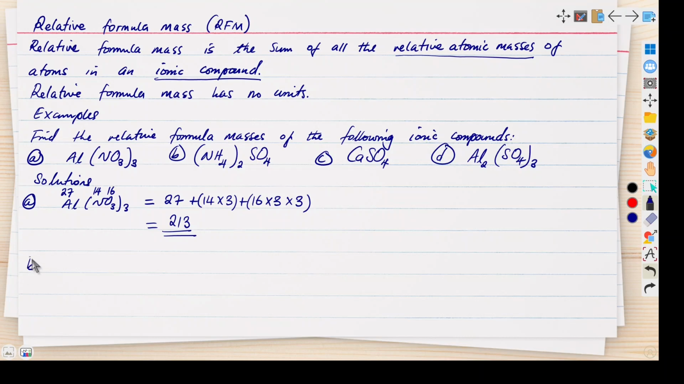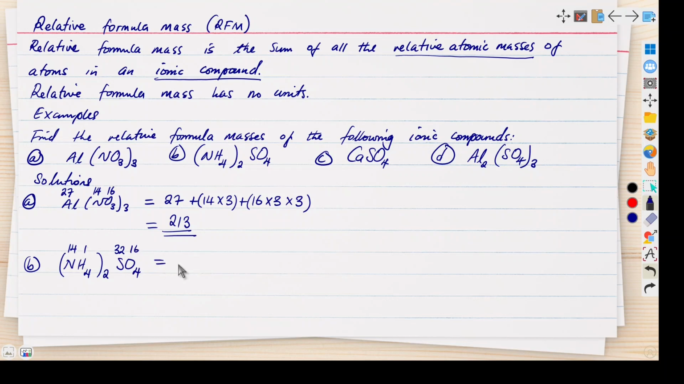We have ammonium sulfate, which is written like this, (NH4)2SO4. If you check from the periodic table, this is nitrogen, the relative atomic mass is 14. This is hydrogen, the relative atomic mass is 1. This is sulfur, the relative atomic mass is 32. This is oxygen, the relative atomic mass is 16. Then you start summing them up.